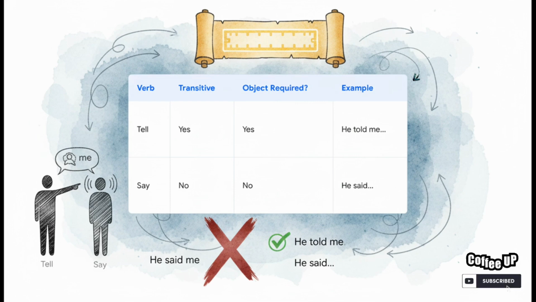Say, on the other hand, absolutely does not take a direct object. You just say the thing. He said that he was going to arrive early. Remember that terrible "he said me" quote from earlier? Yeah, it's always wrong. It has to be "he told me" or just "he said."